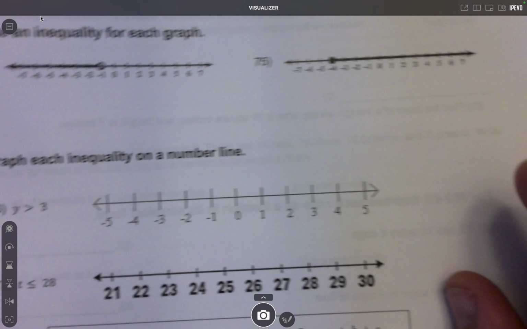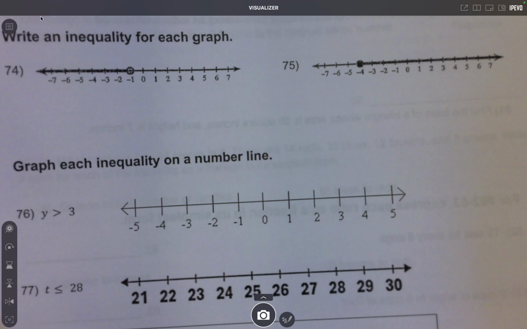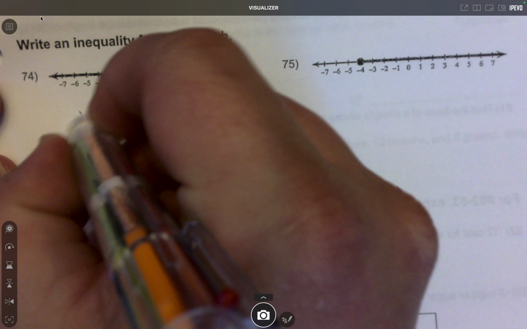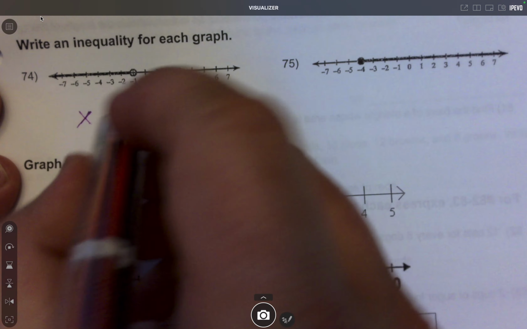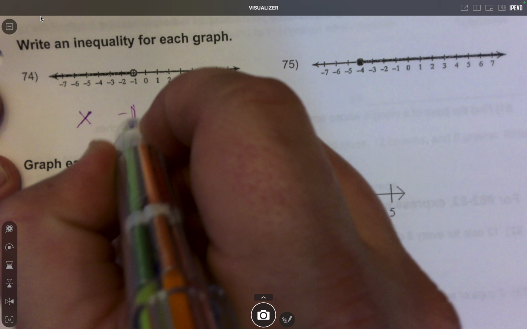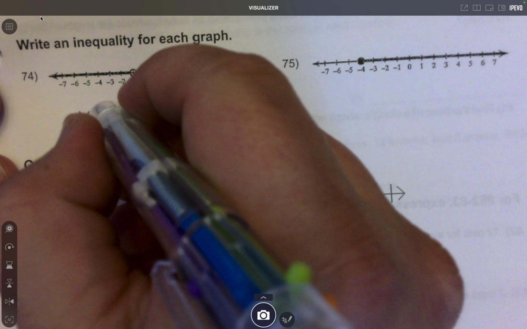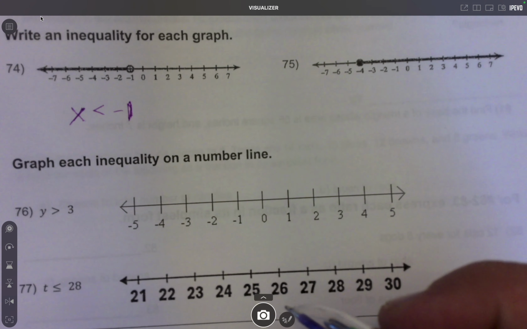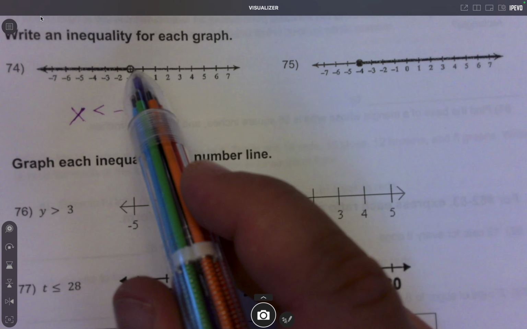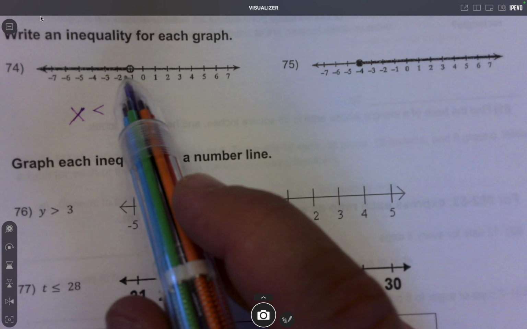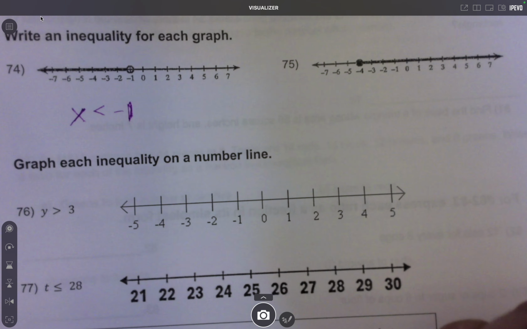Okay, last two for this video, 74 and 75. Write an inequality for each graph. So just a reminder, an open circle means you do not put the or equal to line. So I'll just put x. You can use any variable you want. I don't care. And negative 1 is obviously the number. And this is all going to the left. Those are numbers smaller than negative 1, so we put x is less than negative 1. So because it's an open circle, I just put less than. I do not put less than or equal to. Open circles mean there's no line for or equal to.